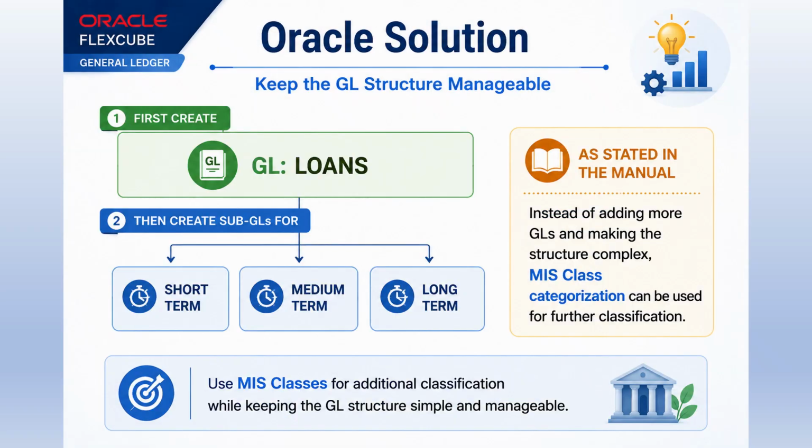Oracle solution. How can we achieve this without making the GL structure unnecessarily complicated? The Oracle example first creates the main GL, loans. Then sub-GLs can be created for short-term, medium-term, and long-term. For the additional classification requirements, instead of creating even more GL levels, the manual proposes using MIS class categorization. This is the key idea behind MIS classification. Use the GL structure for accounting organization, and use MIS classification for additional reporting dimensions.